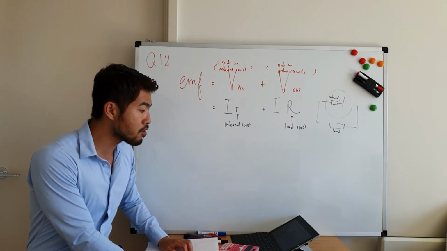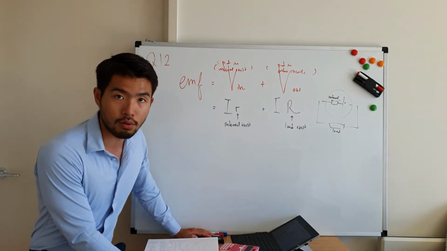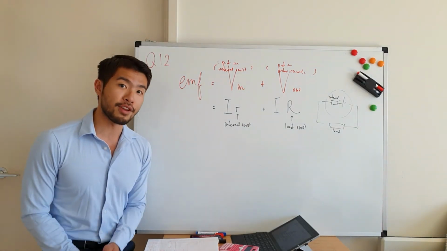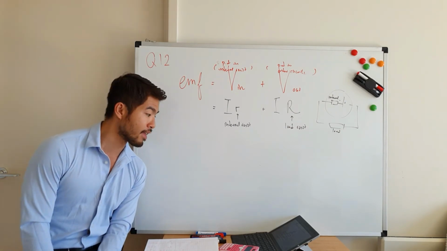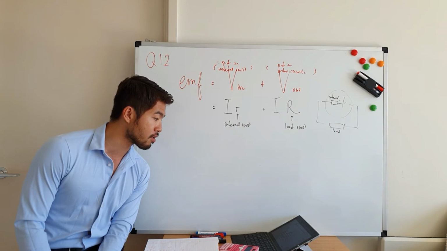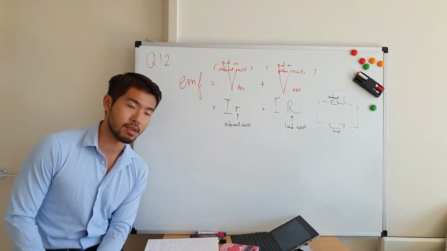B: the chemical energy changed to electrical energy when a unit charge passes through the cell. This is the definition of EMF. If they ask you what is electromotive force, that is the chemical energy changed to electrical energy when a unit charge passes through the cell. So write it in your notes right now.